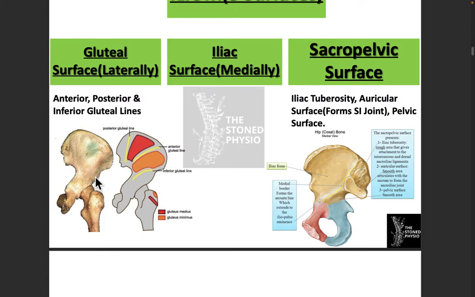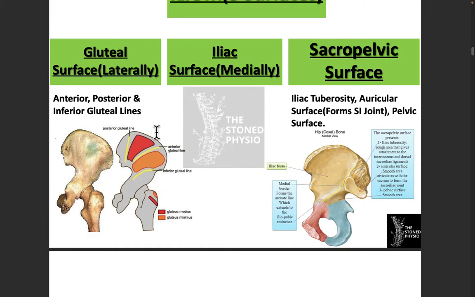Along with that, on the medial aspect of the ilium, we can see that we have two different surfaces, and these two surfaces are divided by this line called the arcuate line. The arcuate line divides the medial aspect of the ilium into two surfaces. This anterior one is called the iliac surface, and this posterior surface is called the sacropelvic surface.